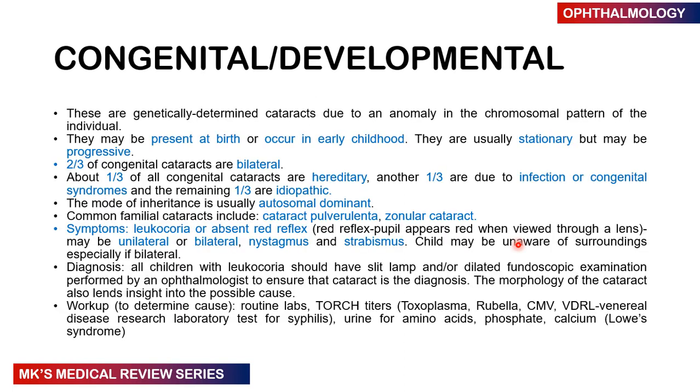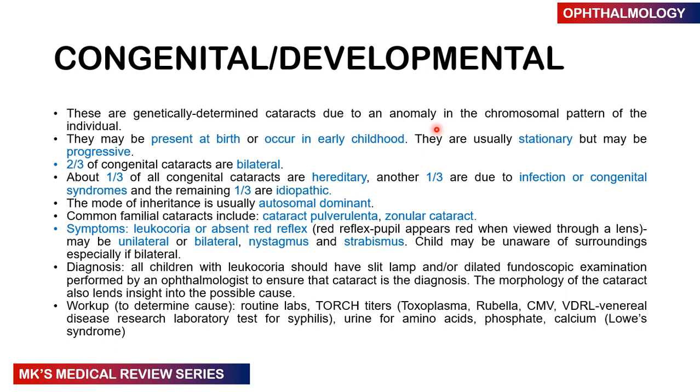So we'll talk about congenital or developmental cataracts. These occur in genetically susceptible individuals, and they are associated with certain chromosomal patterns. They are inherited in certain families, and are often present at birth or occur early in childhood. They are usually stationary, so they are not progressive. Sorry, correction: in most cases they are not progressive, but they may be progressive, meaning that they will get worse.